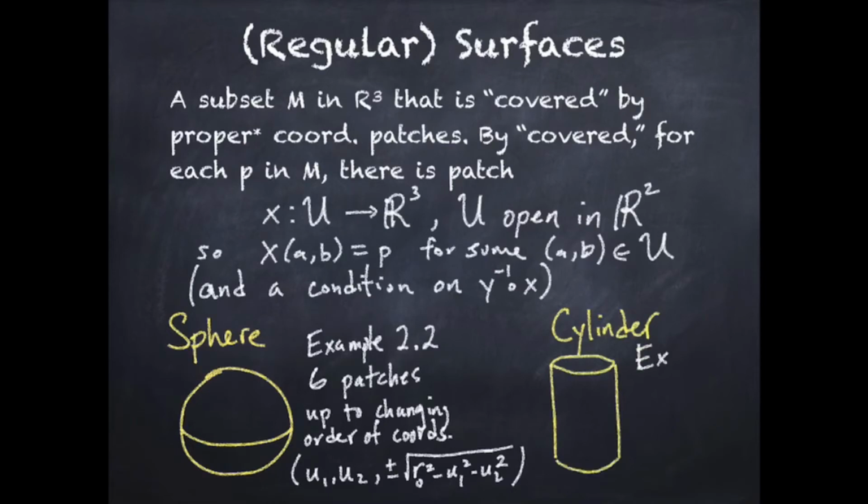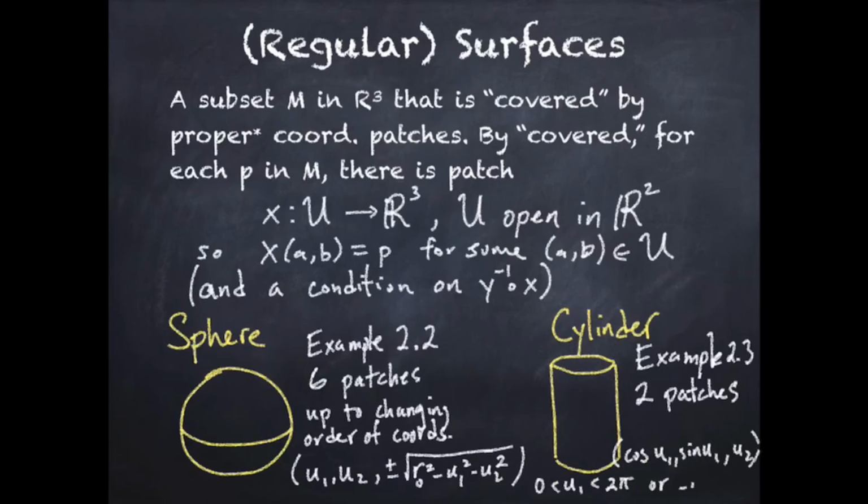The cylinder is another example. I take a vertical cylinder here. This is example 2.3 in your book. You can do this with 2 coordinate patches, and you can make both of them have the form cosine of u1, comma sine of u1, comma u2, where you restrict u1. For one of the coordinate patches, u1 could be strictly between 0 and 2 pi, and for the other, strictly between negative pi and pi.